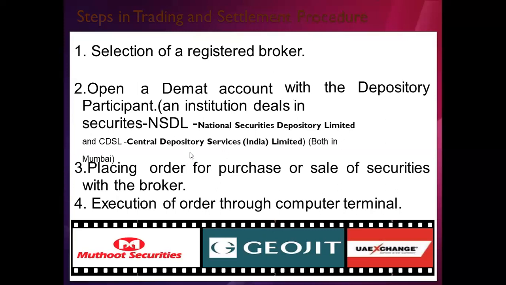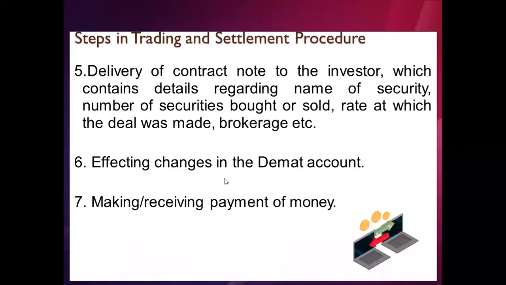Once the order is placed, the fourth procedure is execution of the order. The broker will execute that order through the computer terminal. We already said that everything happening in the stock exchange is now through the computer, electronic media only. And after that, once the order is executed, comes the delivery of the contract note. The broker will submit a contract note to the investor for whom he did the operation.